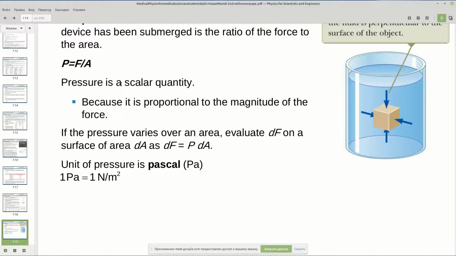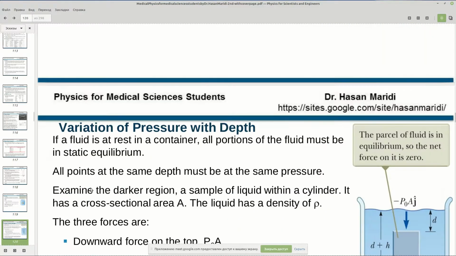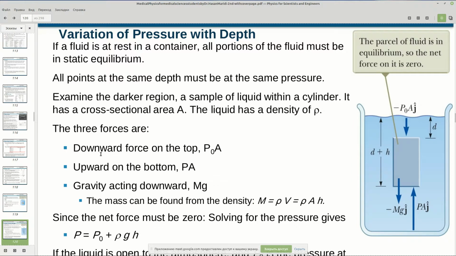The unit of pressure is the pascal. One pascal is 1 newton per meter squared. Variation of pressure with depth. Here in the picture, the parcel of fluid is in equilibrium, so the net force on it is 0.